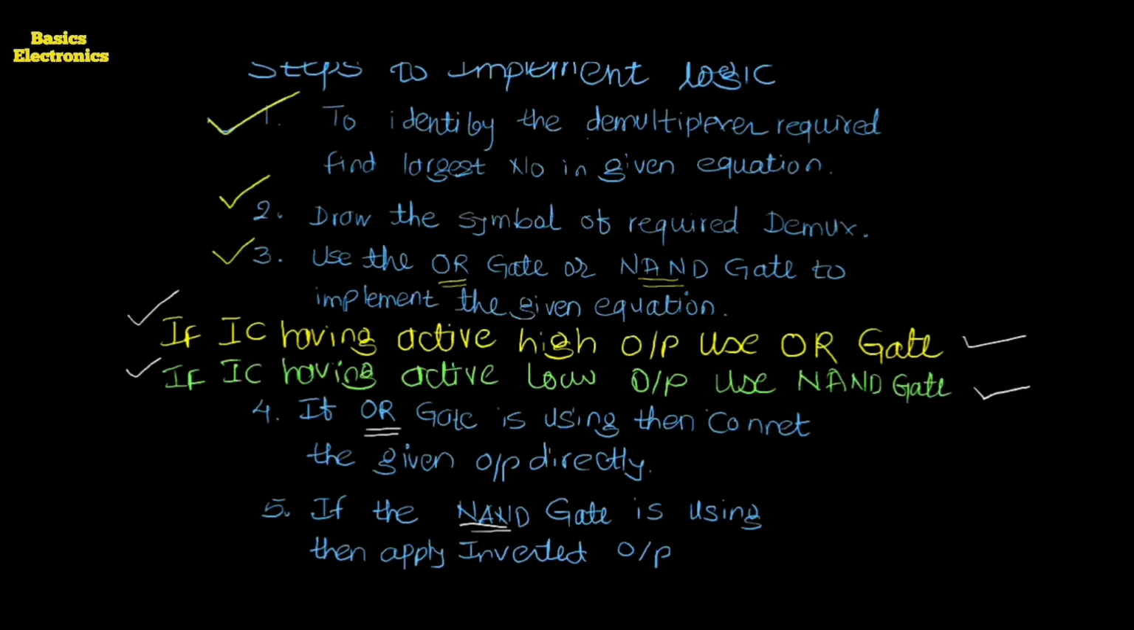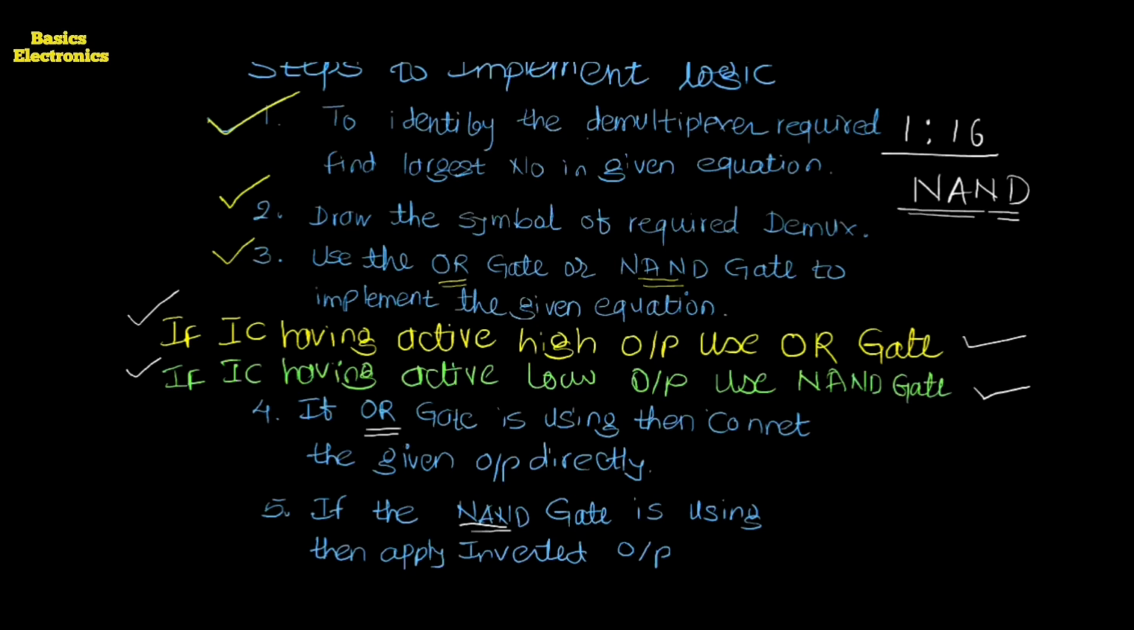But if they mention in the question, if the question is like this, implement the following logical equation by using one line to 16 line demultiplexer which has an active low output. If there is a mention of active low output, then what kind of gate do we use at the output for the implementation? We use the NAND gate, because they mention that we have to implement the active low output.